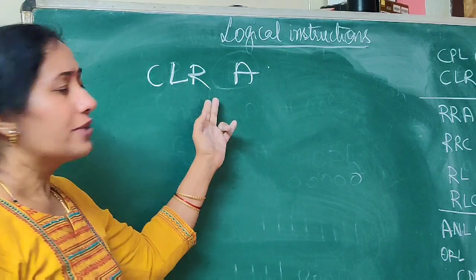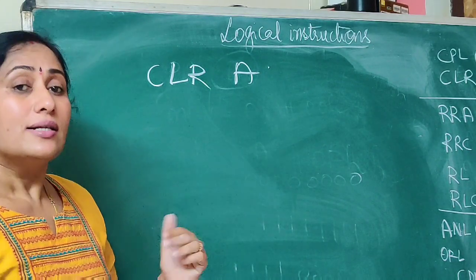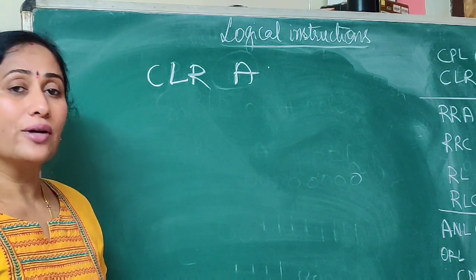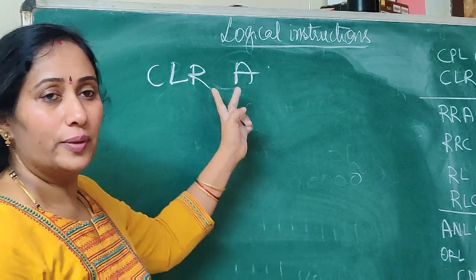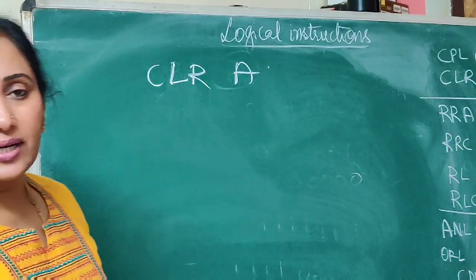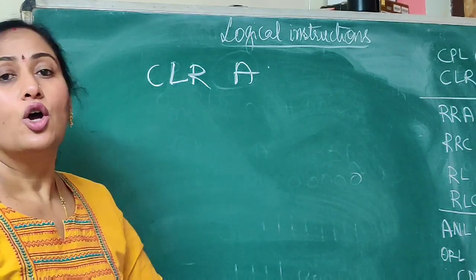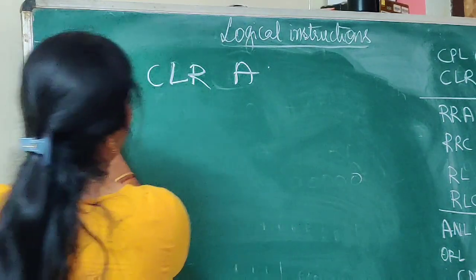Here the type of addressing mode is register addressing mode. Length of the instruction is going to be 1 byte. Since the contents of the accumulator are going to get changed, the parity flag is going to get affected. So this is the clear accumulator. The swap instruction, complement instruction and the clear instruction work only on the contents of the accumulator. We'll move on to the next one.